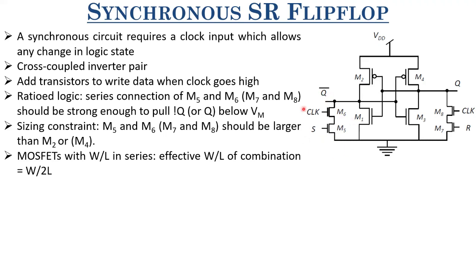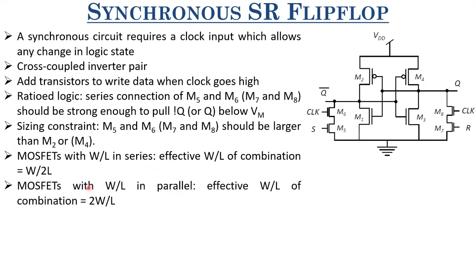And how can you represent a series combination of MOSFETs? If you have two MOSFETs of equal W by L in series, effectively the resistance becomes twice, or the current driving capability becomes half. So the effective W by L of the combination becomes W by 2L, if you're talking in terms of effective sizing. So if we have two MOSFETs in series, their resistances add up, and the current driving capability of the combination reduces to half. The way to represent it is to say that the effective size has reduced by half, so it's W by 2L. If two MOSFETs are in parallel, effectively you have R by 2 resistance, or the driving capability increases, or we say that the effective W by L of the combination is 2W by L.